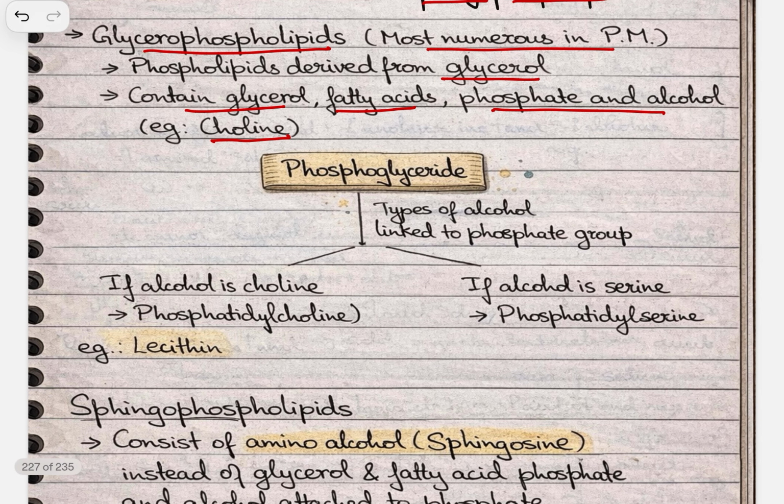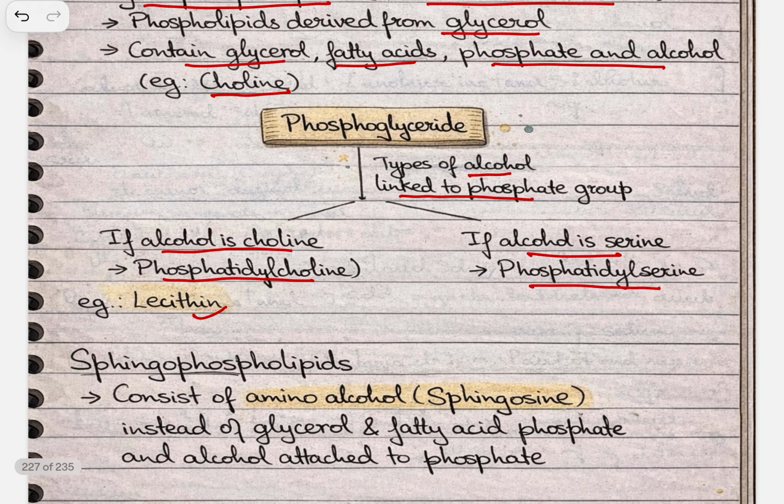So phosphoglyceride or glycerophospholipids are of two types depending on the alcohol linked to the phosphate group. If the alcohol is choline, then they are called phosphatidylcholine, example lecithin. If the alcohol is serine, they are called phosphatidylserine.